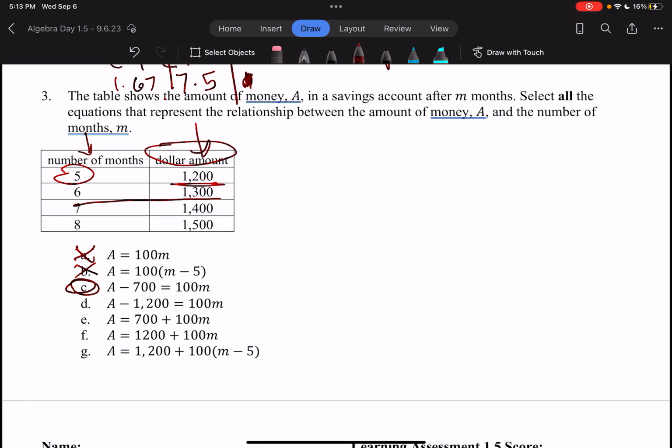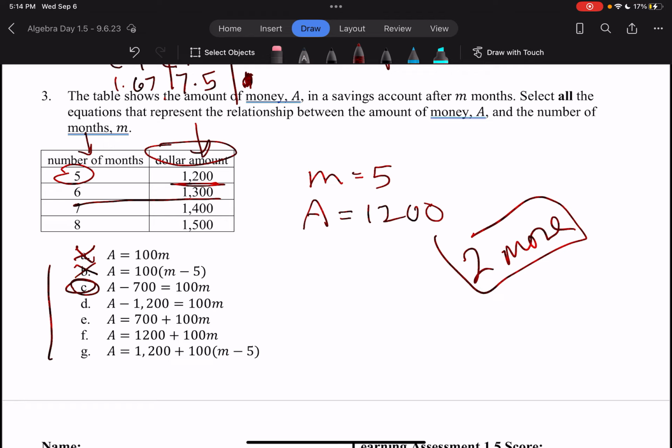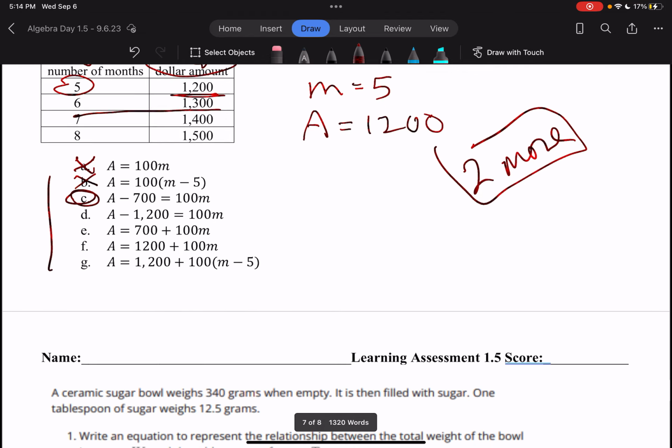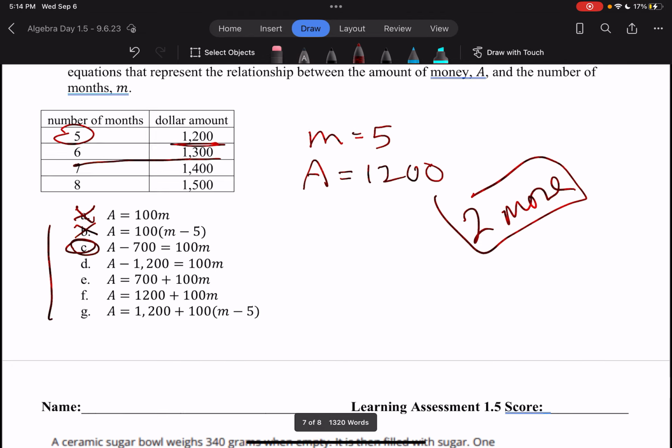So if you plug in M equals 5 and A equals 1200, which of these equations work? Again, once you do one, go ahead and test another to make sure that you're correct. I'll give you a hint. There's 2 more that you should select, so you need to go through them and check to make sure. Okay? All right. That is it for your homework.